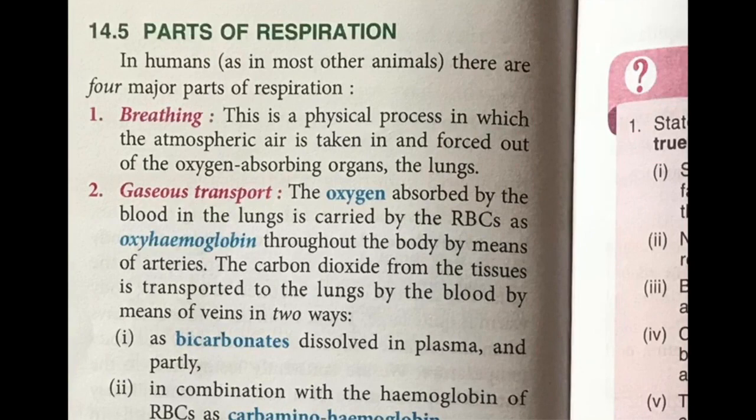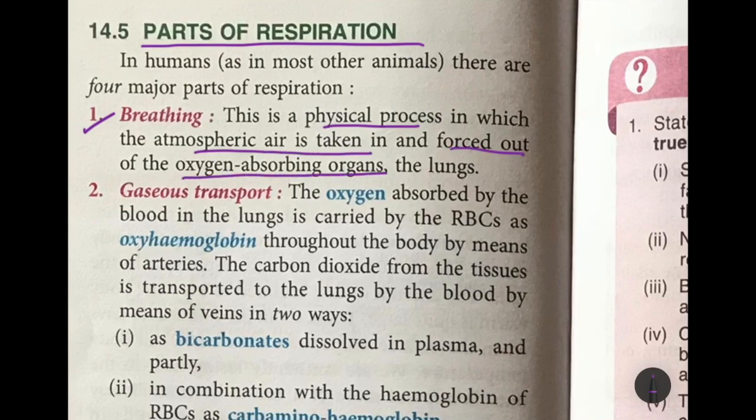To continue with the respiratory system, today we are going to start with the parts of respiration. Now in human beings as well as in other animals, there are four main parts of respiration. First is breathing. Breathing is when you take in air and give out air. This is a physical process where the atmospheric air is taken in and then it is forced out of the oxygen absorbing organs. What are the oxygen absorbing organs? They are the lungs.